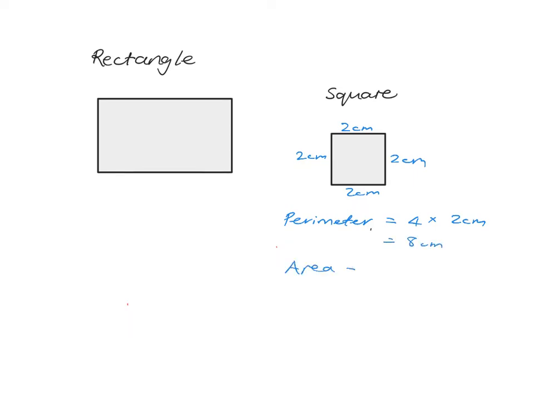Your area, just like your rectangle, you calculate it by saying this multiplied by this. In other words, it's 2 multiplied by 2. And you get your answer of 4 centimeters squared.